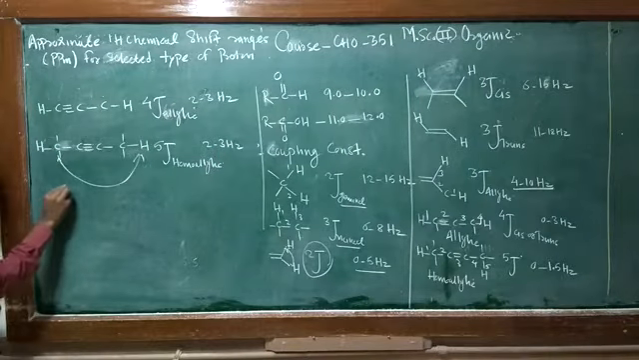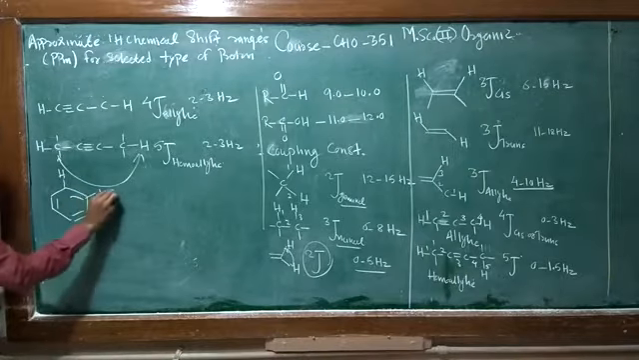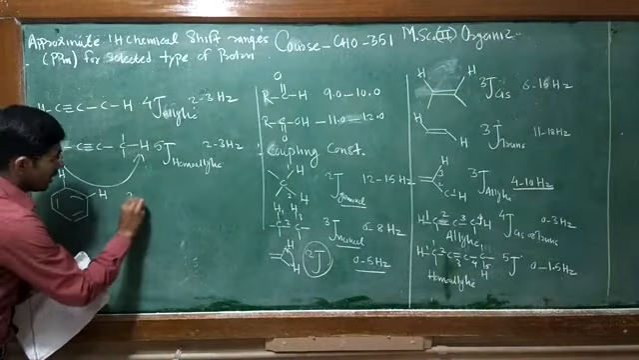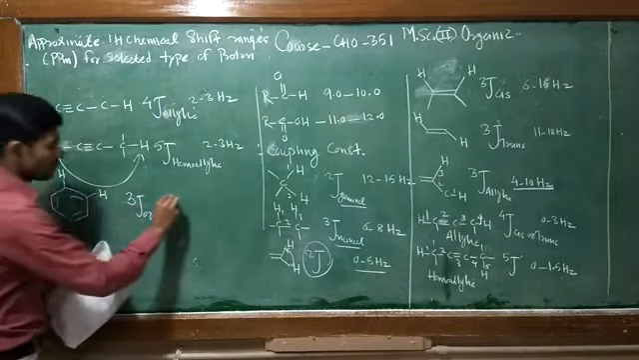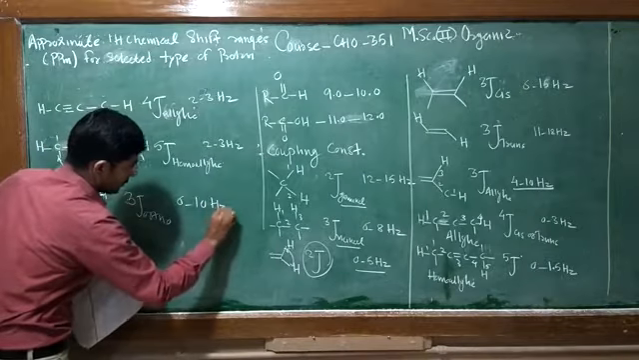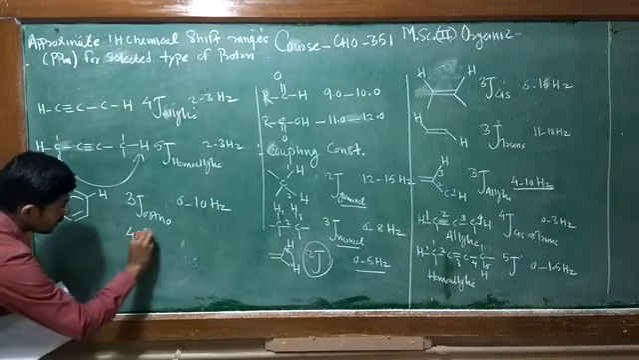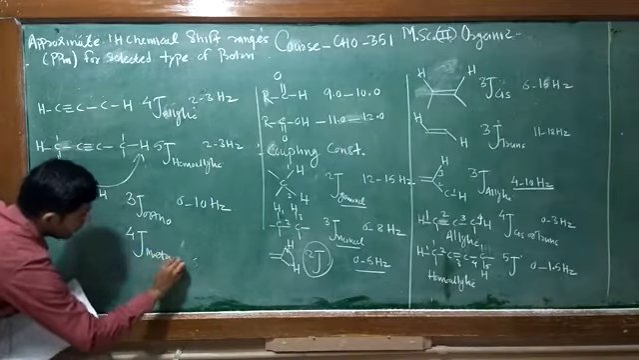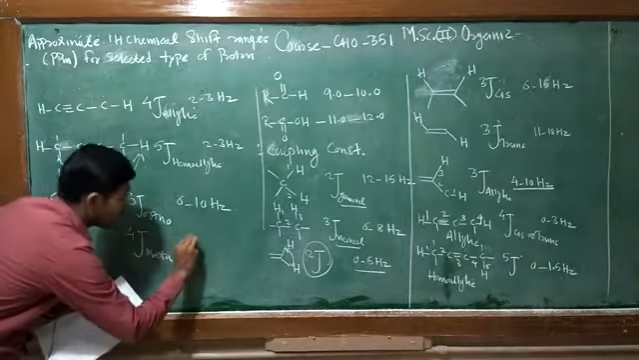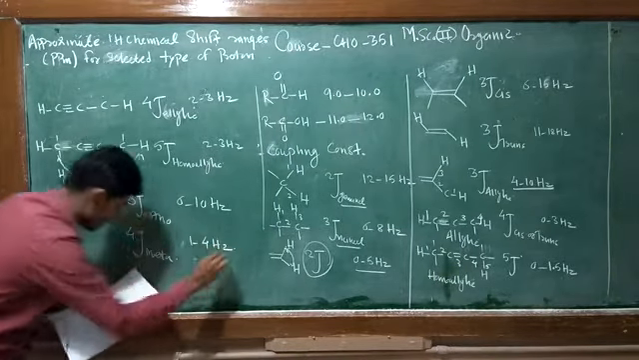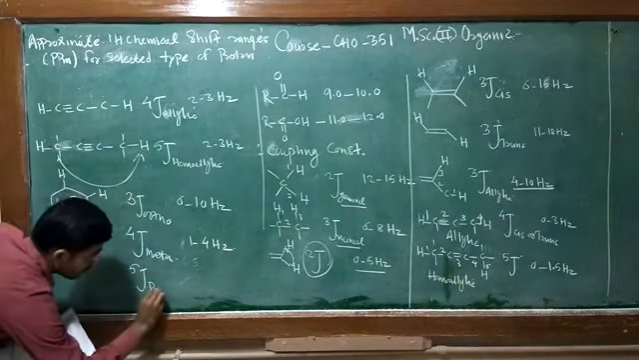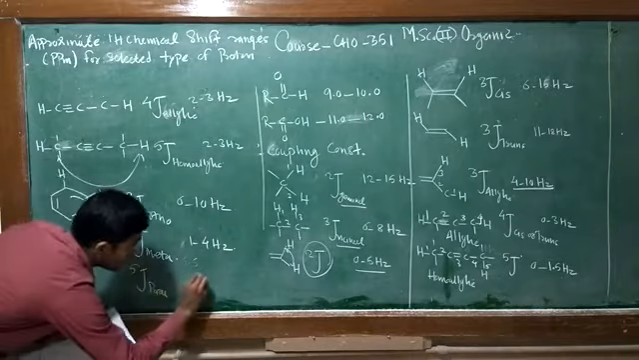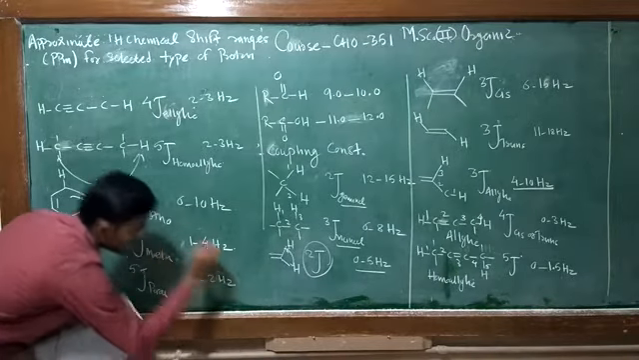Then in benzene, when protons are ortho to each other, that is a 3J coupling with value 6 to 10 hertz. Then 4J is the meta coupling, meaning meta protons are coupled, 1 to 4 hertz. In this range you observe the coupling. Then 5J is the para coupling, in the range 0 to 2 hertz.